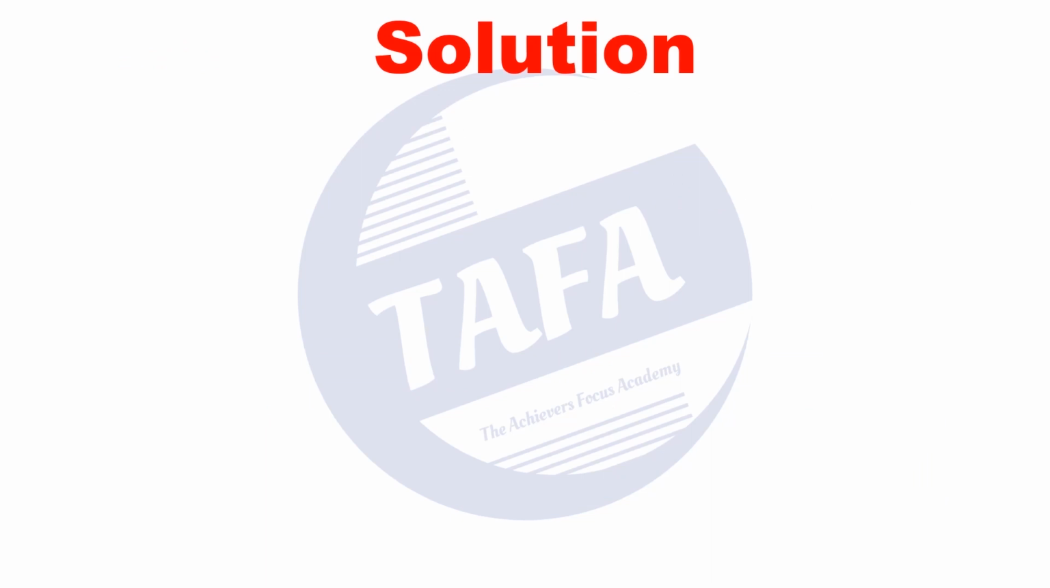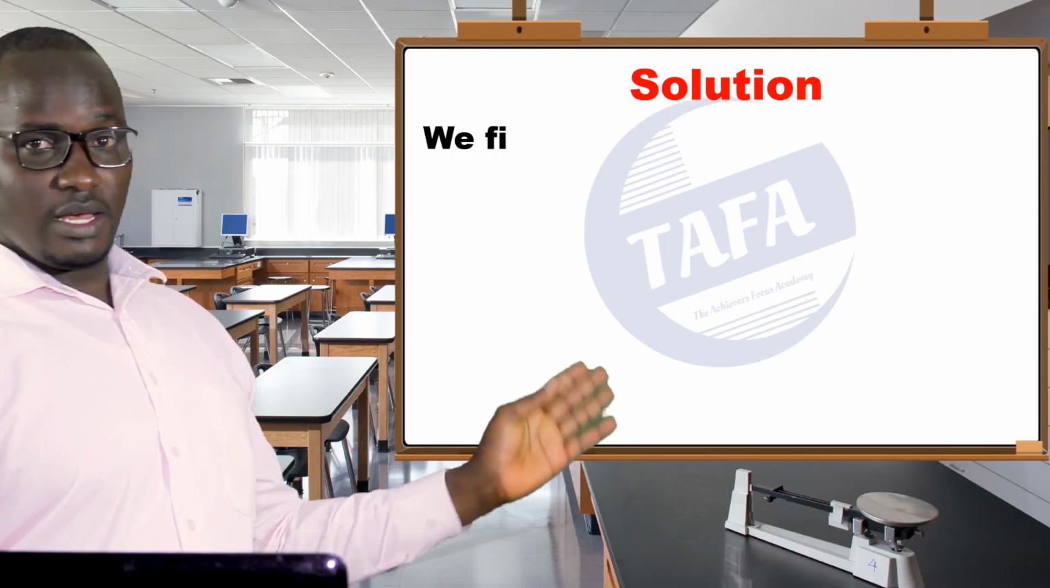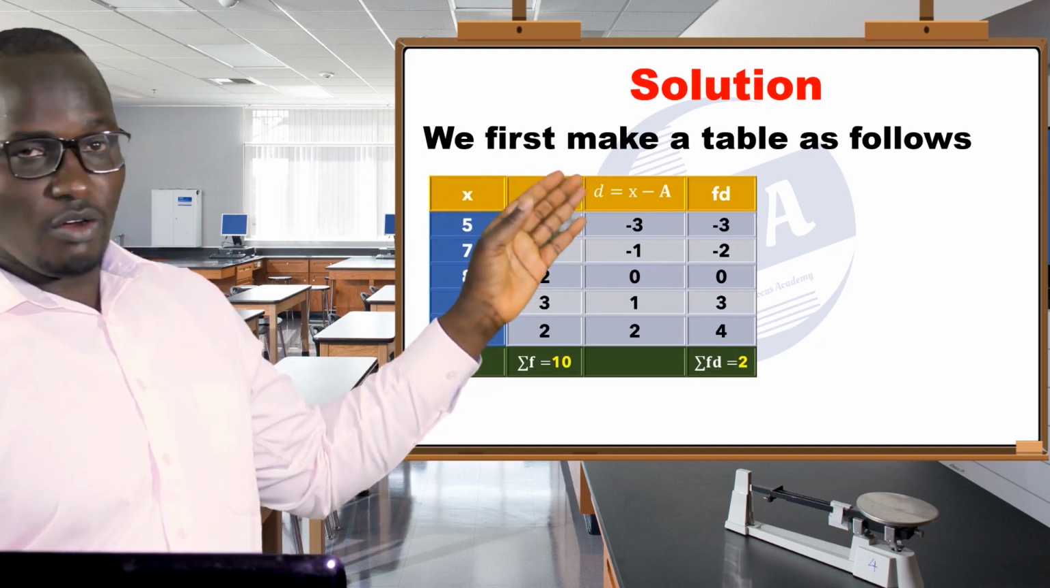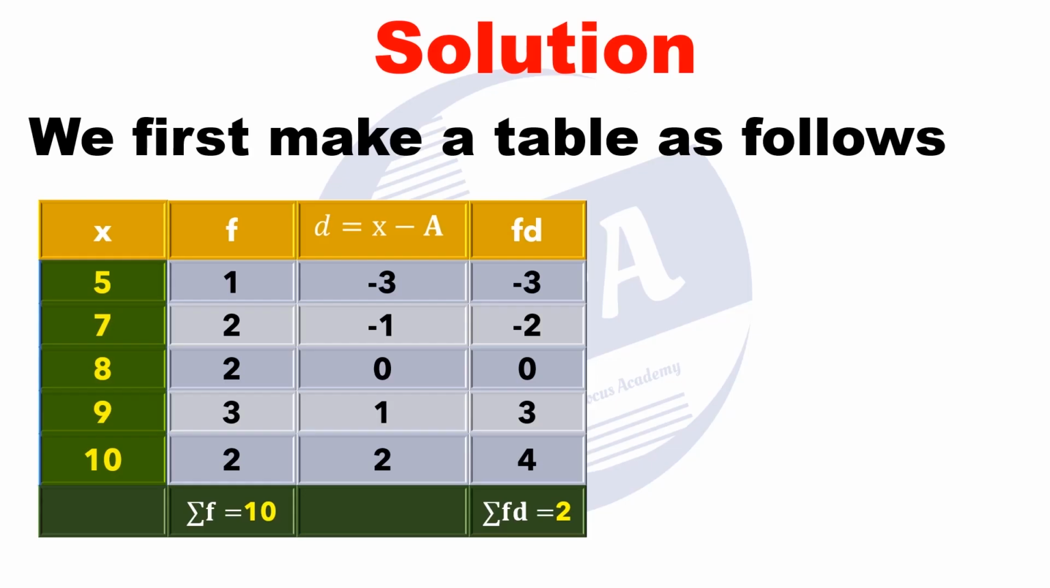So the solution here is we will make a table as follows. Our table is going to have these columns. The column of X, which are the items that we have. Then there's the column of F, the frequency of the items that we have, or the number of times the items appear. Now D is simply X minus A, where A is the assumed mean. And F times D, that is FD, is the frequency times the deviations.